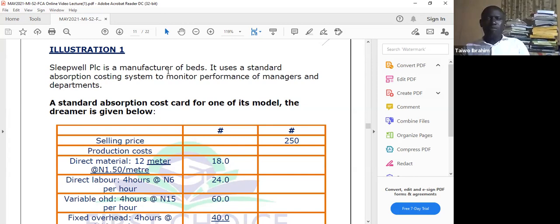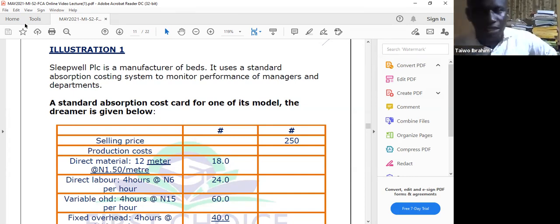Now, in this analysis, if you are given a question on variance, the examiner will give you the standard information as well as the actual information. Standard information is what is set to be incurred or what is set to be sold of the product, while the actual information is what they actually incurred or sold in the period. So that standard and actual is what you now need to start relating or comparing for decision making purposes.